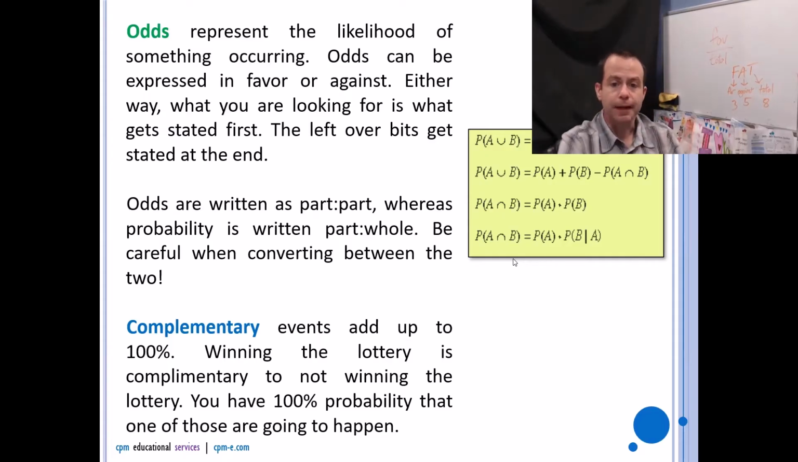Okay, complementary events add up to 100. The combination of complementary events is essentially everything that could happen. So either it could rain or it could not rain. Those are complementary events. The probability of it raining or not raining is 100%, right? Because those are the only two options I have. Either it's going to rain or not rain, okay? Winning the lottery is the complement to not winning the lottery. You have 100% probability that one of those is going to happen, okay?